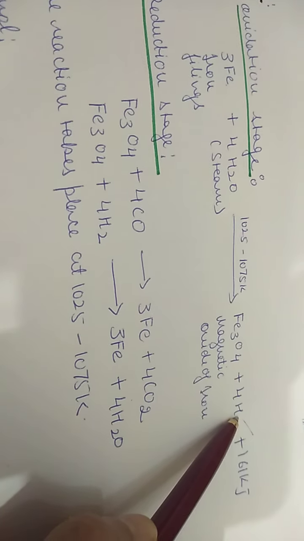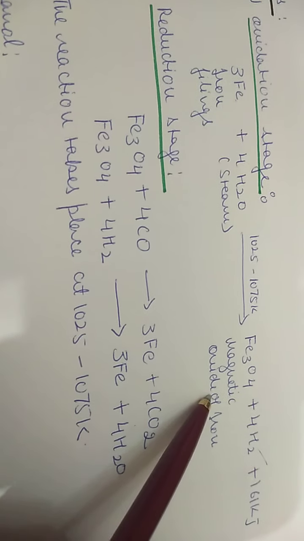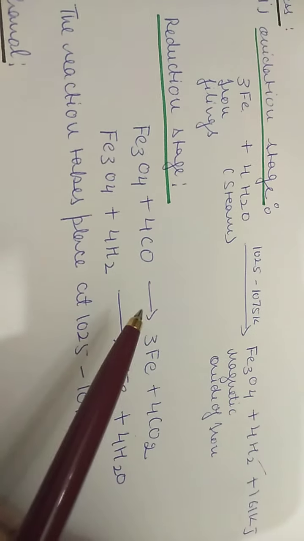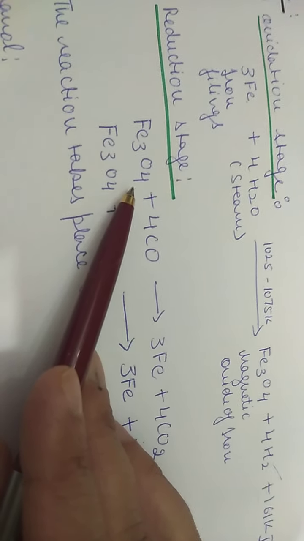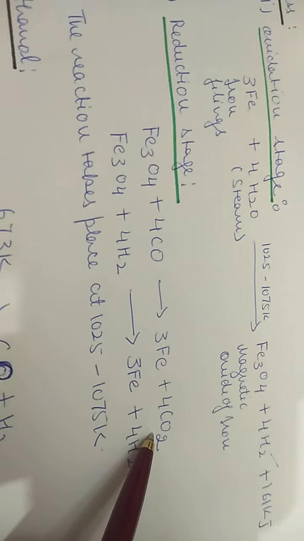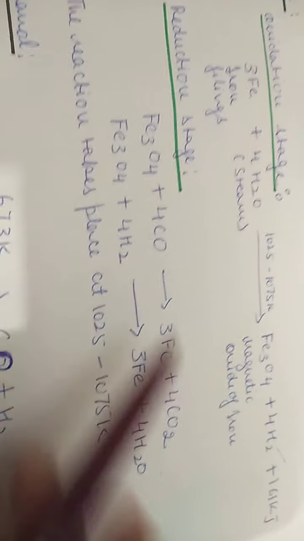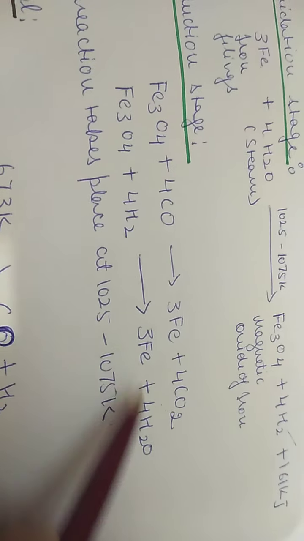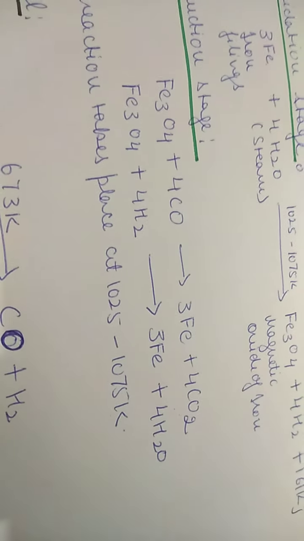So hydrogen is liberated, and from this magnetic oxide of iron, we can again get iron filings by reducing it. If you react this Fe3O4 with carbon monoxide, we will get iron and carbon dioxide. And if you react it with hydrogen, we will get iron and water. The reaction again takes place at 1025 to 1075 degrees Kelvin.